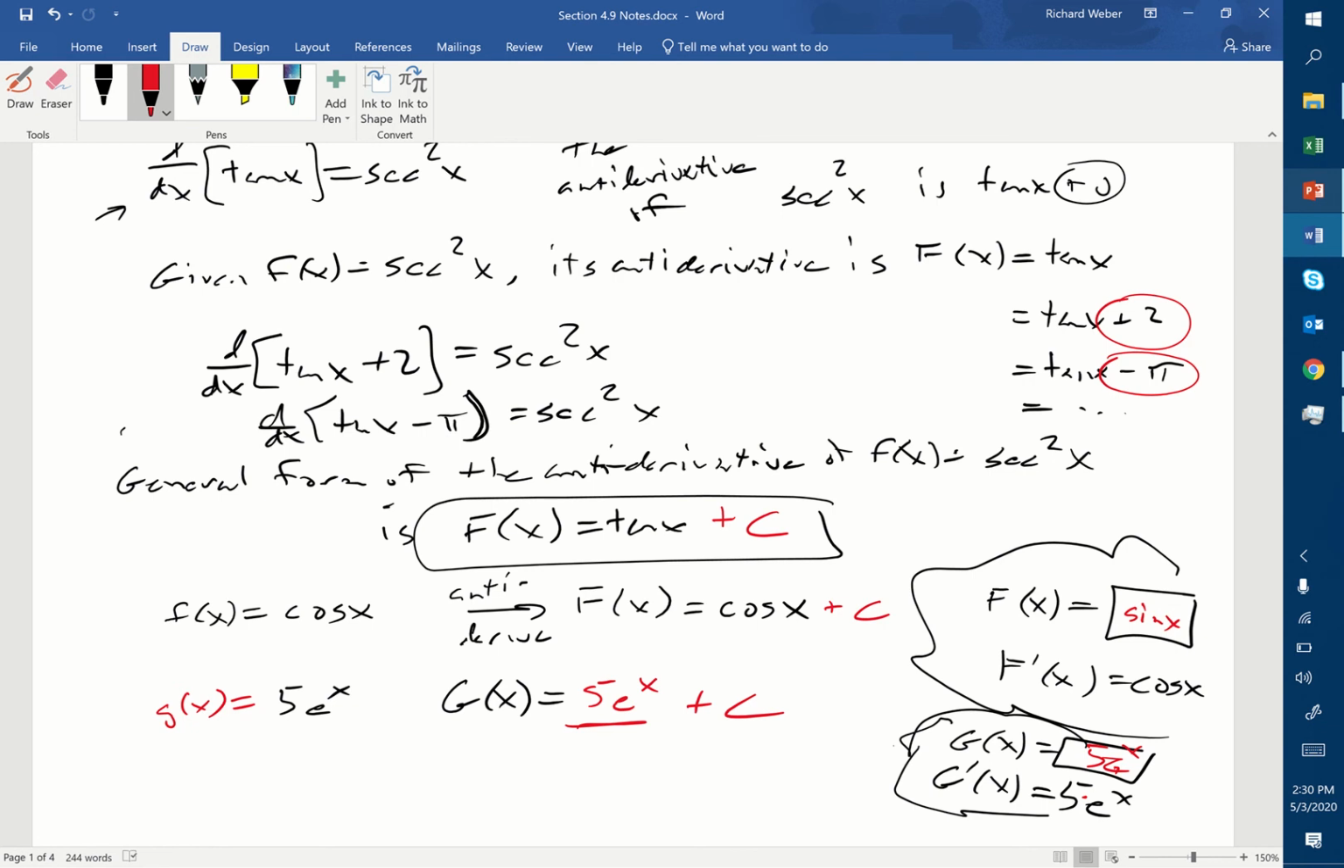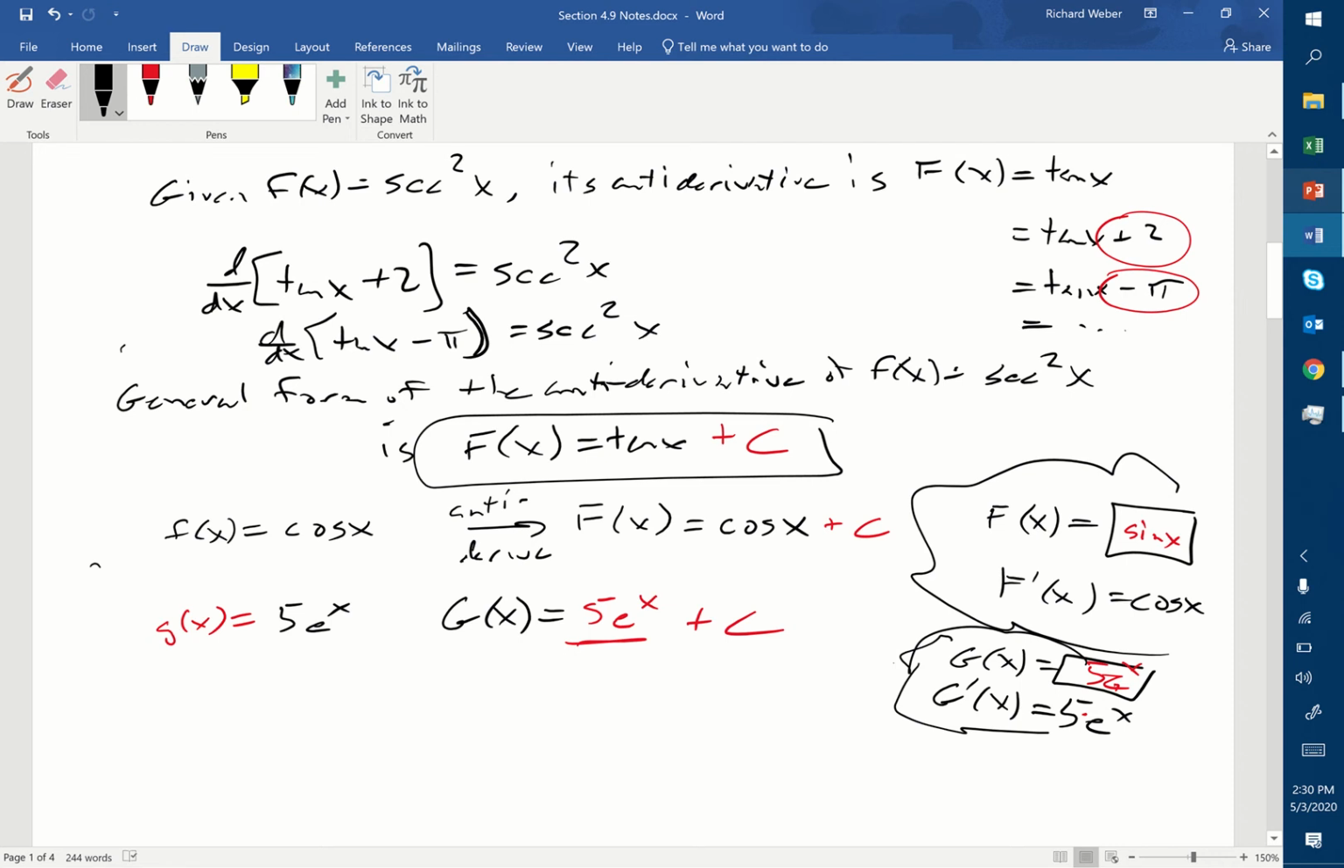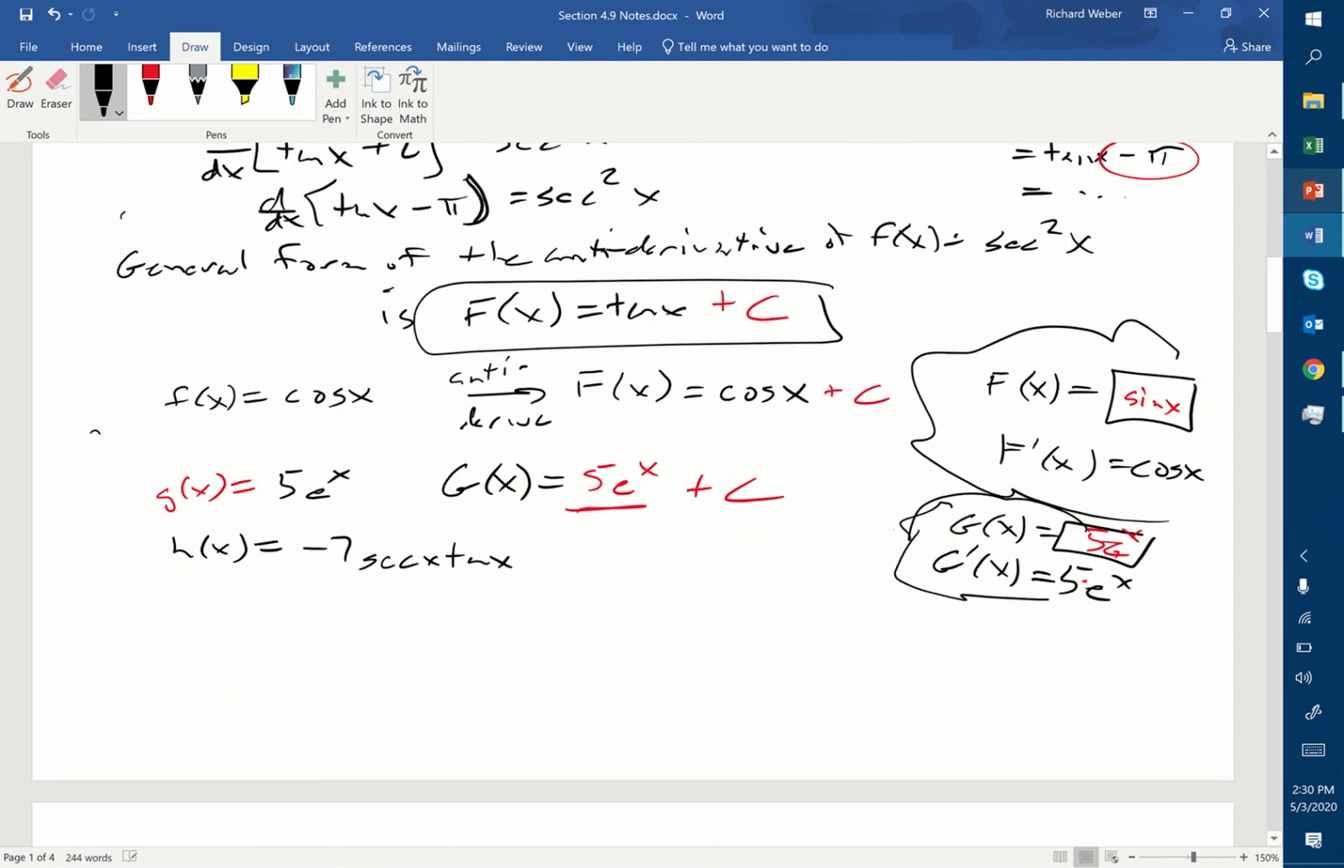Another one could be something like a lesson here that we're seeing is what happens with those constants. So let's say h of x was the number, or let's say -7, and you decide to hit someone with a secant x times tangent x. So again, you're thinking, well, okay, what the heck is going to go on here if I've got h prime of x is equal to -7 secant x times tangent x. Can you dream it up?